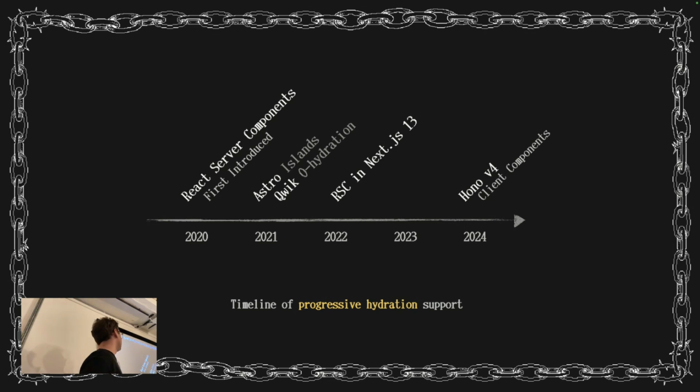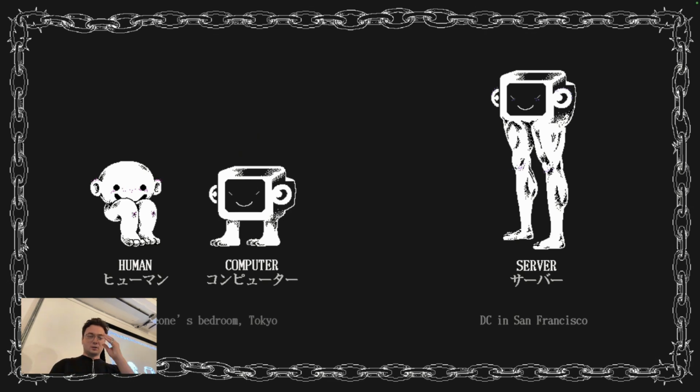So the timeline is that React Server Components, Next.js, right? It's essentially progressive hydration, or Astro has islands. Qwik is really cool, I think, because they have this concept of resumability. So there's like, no, we're not going to do hydration at all, no hydration. And Hono with client components, which is similar to React Server Components, right?